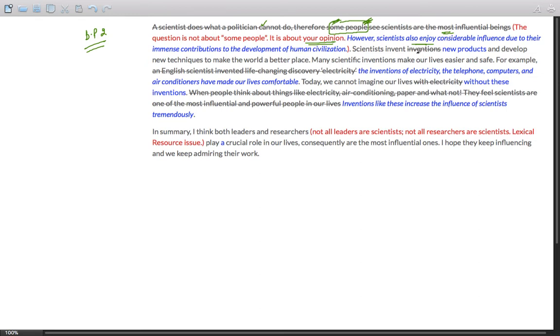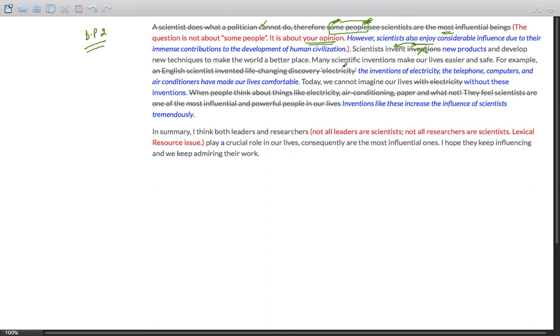Scientists invent inventions. This seems strange. This is exactly a vocabulary issue. You are not using a different word. The invention is derived from invent, and there's a repetition over here. So they invent new products and develop new techniques to make the world a better place. Many scientific inventions make our lives easier and safe.